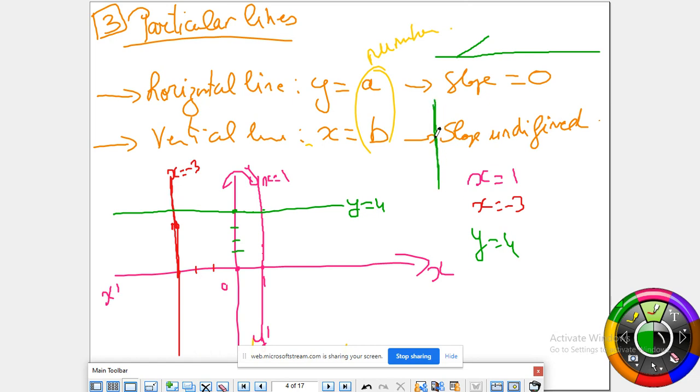The steepness is very high. Can I walk on the wall? No. So my steepness is huge, meaning the slope is undefined. I cannot specify my slope. So that's why when I have a vertical line, I say the slope is undefined. Steepness is huge. I cannot walk on the wall easily. But a horizontal line, y equals a number, is like the highway, very easy to walk on. So the slope is equal to 0. That's it.